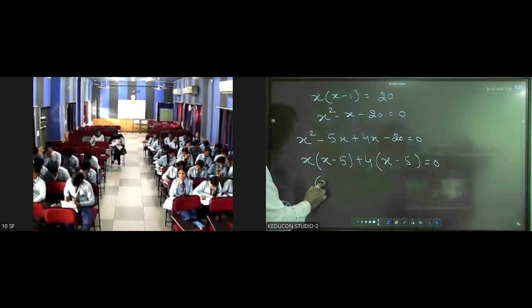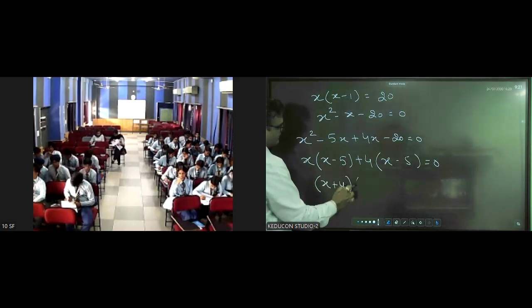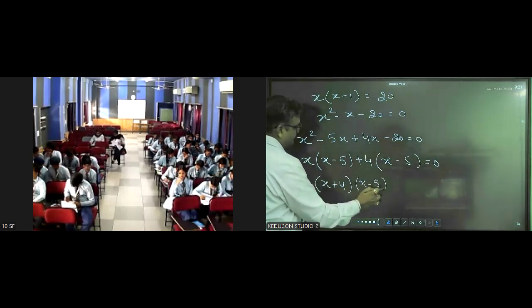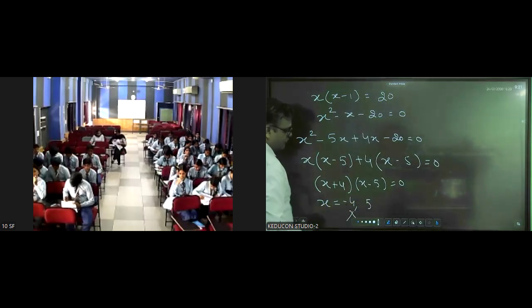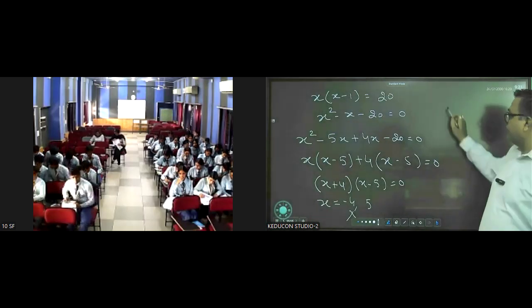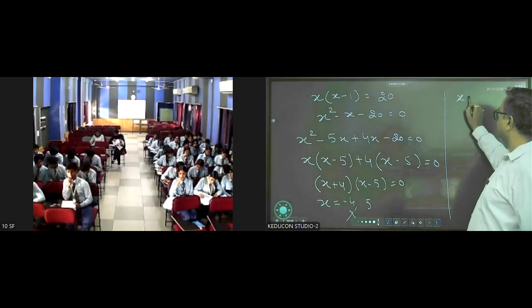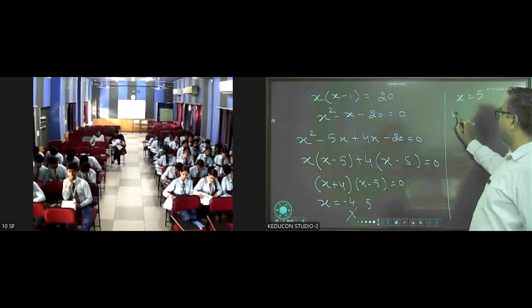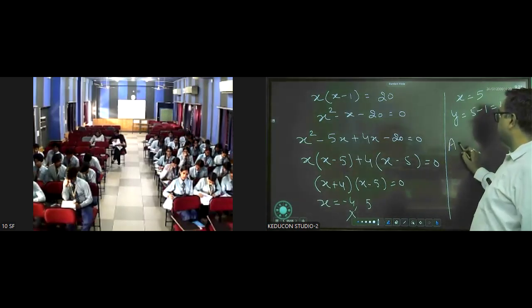So x + 4, x - 5. Making these two 0, either the value of x will be -4 or 5. Digit cannot be negative, so we neglect the -5. So what is the value of x then? 4. What will be the value of y? x - 1.